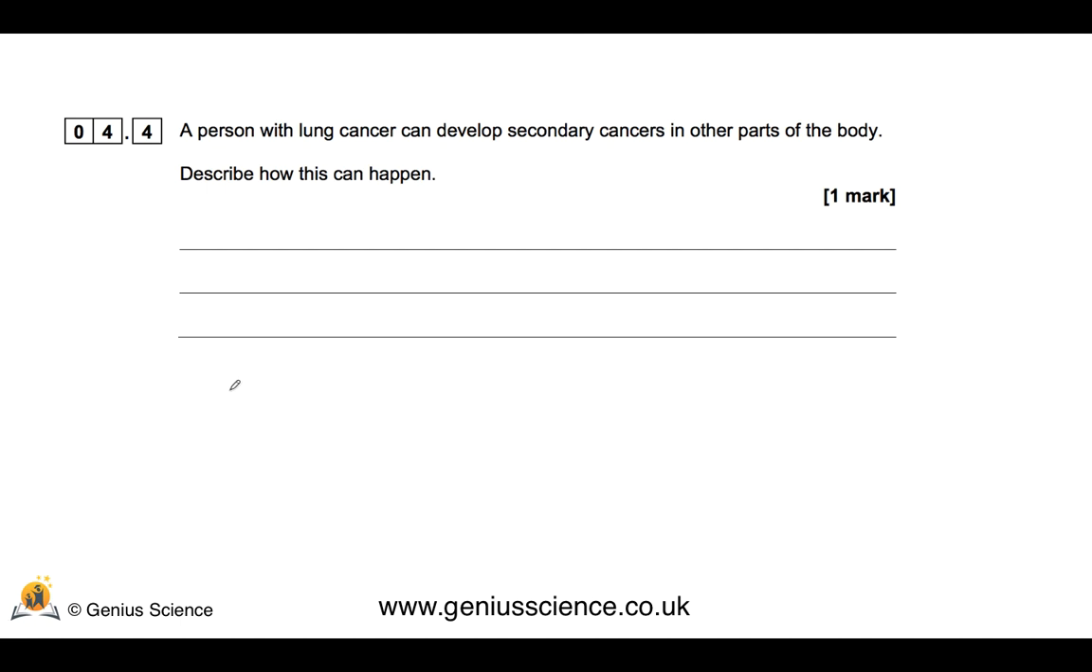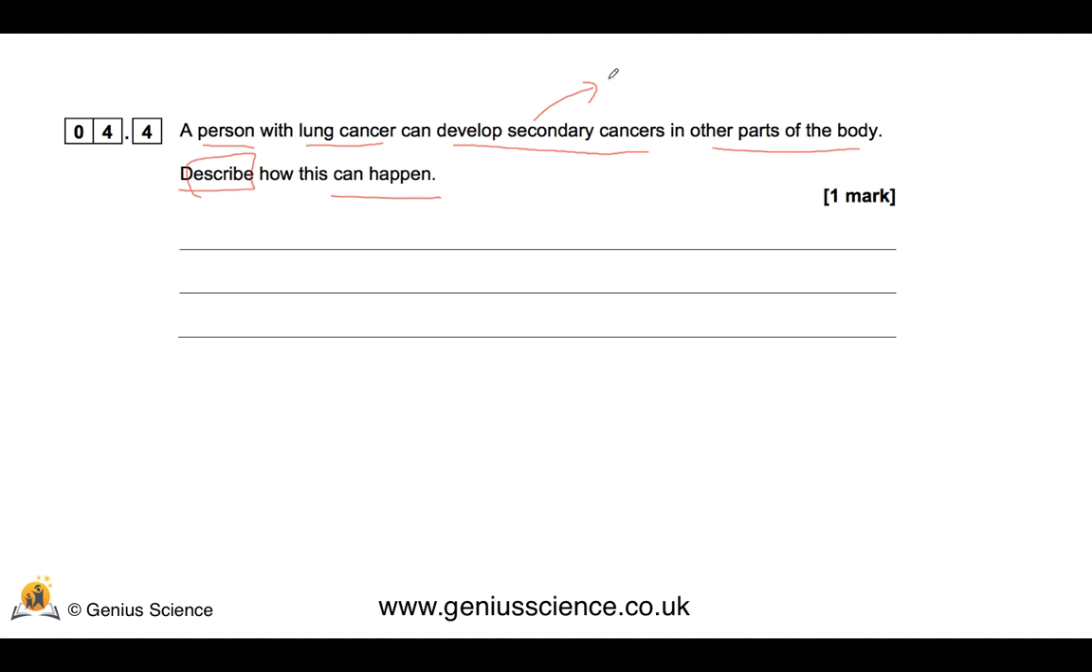Question 4.4 now. A person with lung cancer can develop secondary cancers in other parts of the body. We need to describe how this can happen. Now, secondary cancers, this is when we say the cancer is spread.